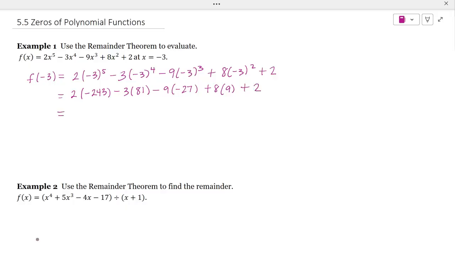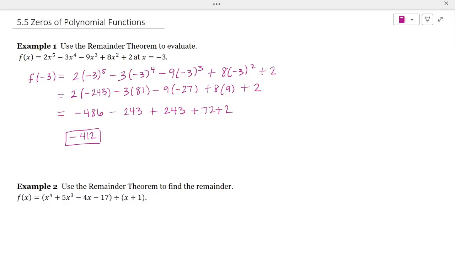All right, let's see, this is -486 minus 243 plus 243 plus 72 plus 2. And then plugging all this into the calculator, we get -412, which is not 0. So this doesn't really help us.